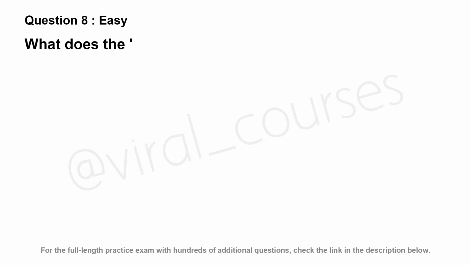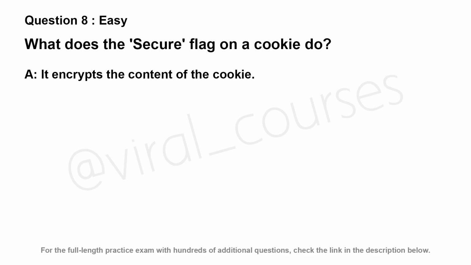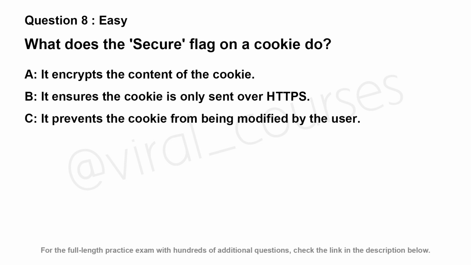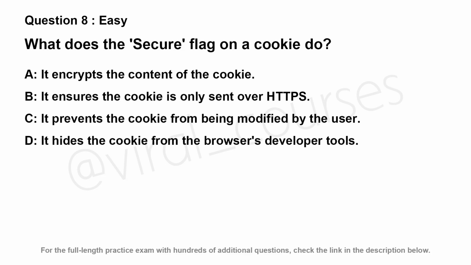What does the secure flag on a cookie do? Option A. It encrypts the content of the cookie. Option B. It ensures the cookie is only sent over HTTPS. Option C. It prevents the cookie from being modified by the user. Option D. It hides the cookie from the browser's developer tools.